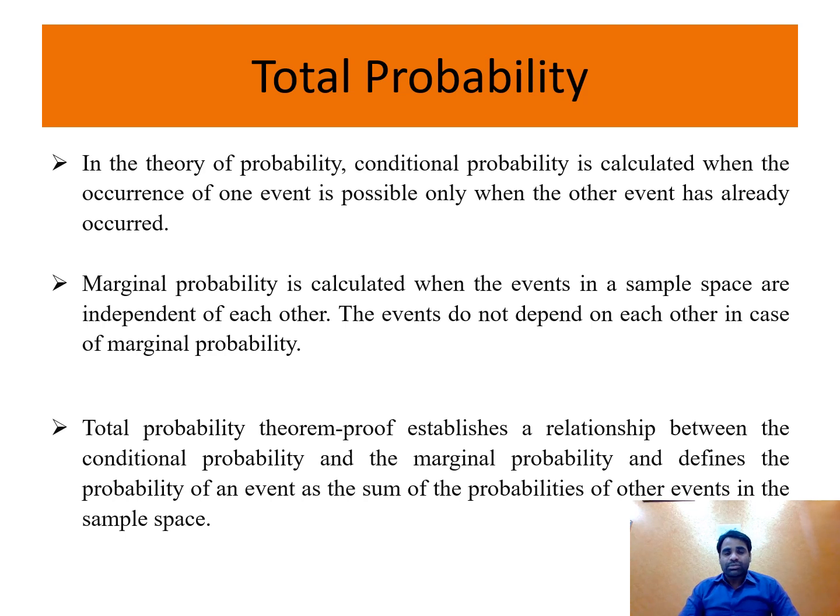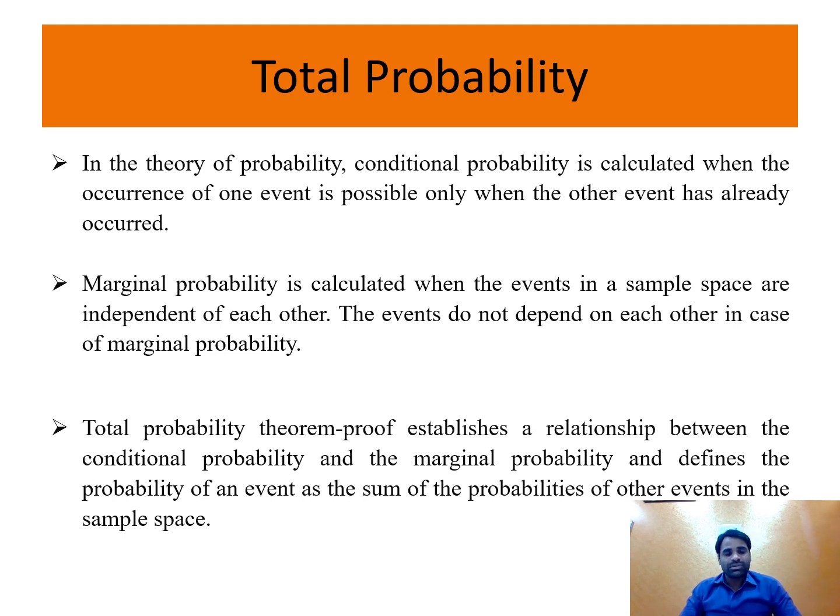So the marginal probability is calculated when the events in a sample space are independent of each other. But when the two events are dependent on each other, at that time we calculate the conditional probability. Based on these two conditions, conditional probability and marginal probability, we are going to derive the theory of the total probability.